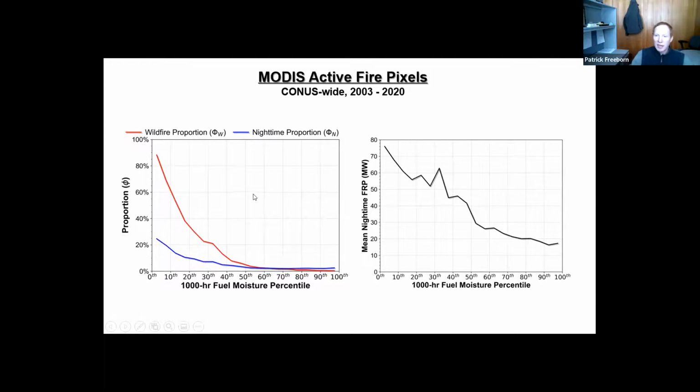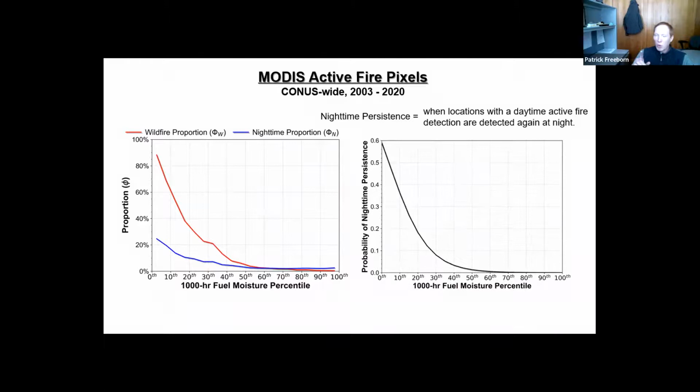Why, again, are the nighttime proportions increasing? Well, as the 1,000-hour fuel moistures decrease, we're seeing an increase in the mean nighttime per pixel value of fire radiative power. Yeah, those active fire pixels are emitting more and more radiant heat. That's one part of the explanation. Another part of the explanation is that as 1,000-hour fuel moistures decrease, we get an increased probability of nighttime persistence. And here, nighttime persistence has a strict definition. It's the locations with a daytime fire activity are detected again at night.